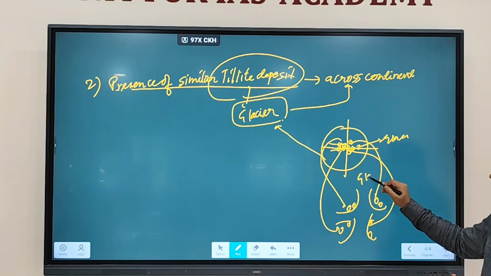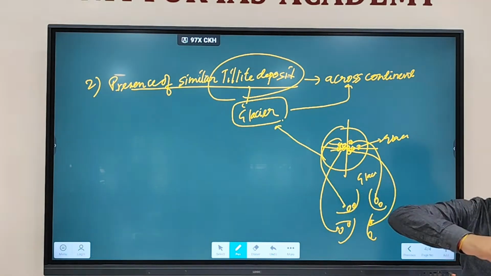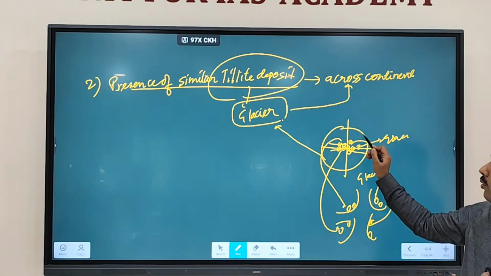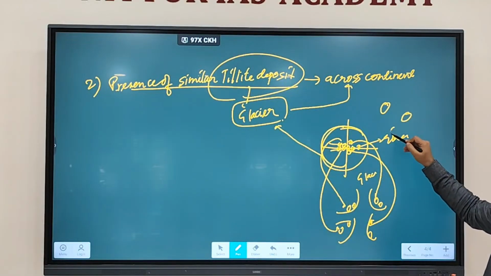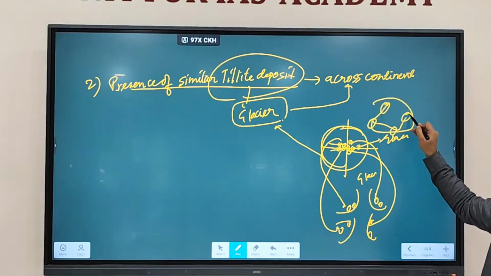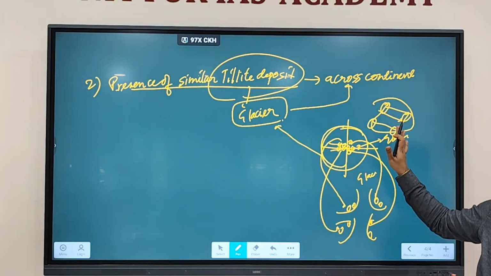Glacial till, why is it being formed? The glacier would have moved over this region. How could a glacier move across different continents? It can't move across different continents unless the continents are the same landmass. Only then can the glacier move.